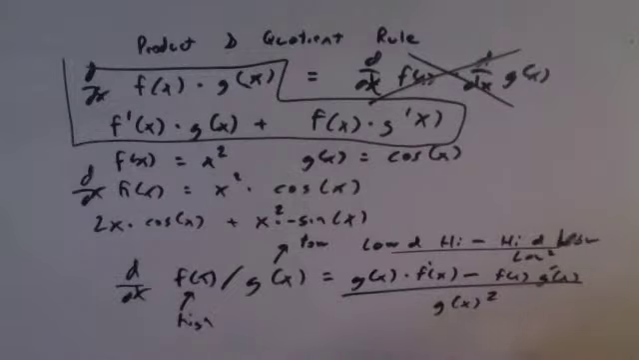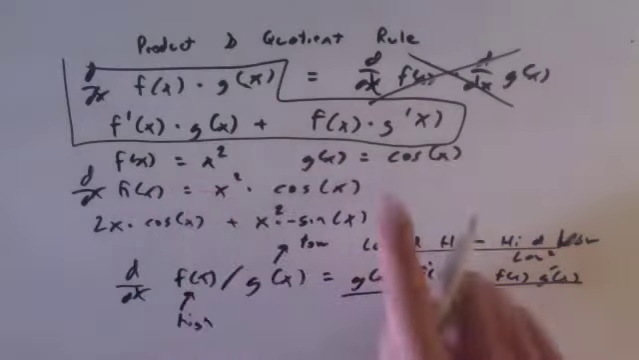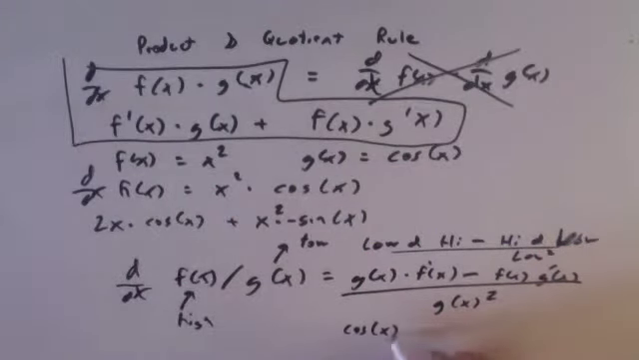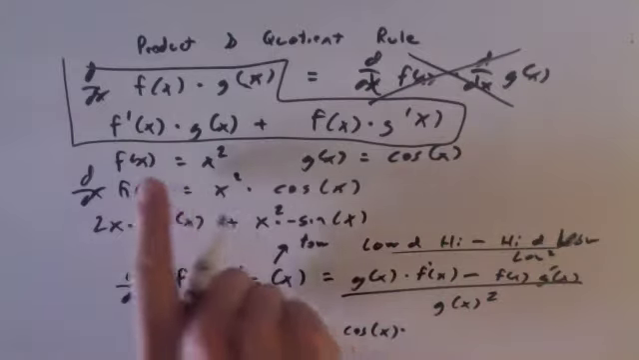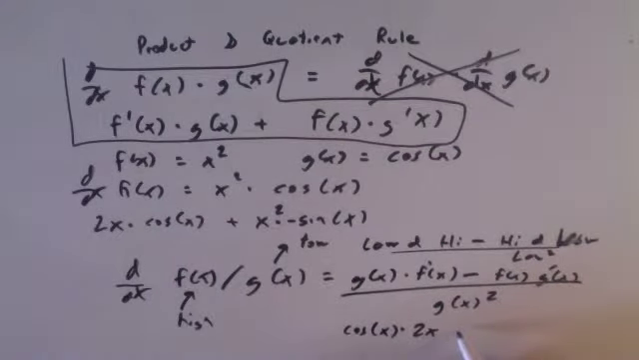Real quickly, if we go back to the original function, g of x is cosine x, so it would be cosine x times the derivative of f, which was x squared, so times 2x, minus high, which is, again, the original function f of x, so x squared, times the derivative of the low, negative sine x, all over low squared, which is cosine squared.